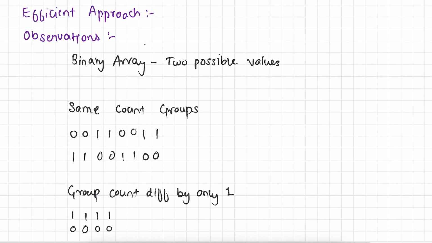Alright, so now let's talk about the efficient approach to solve this problem. But before we move on to the efficient approach, here we have observations to be made. The first observation is we are given a binary array. It means there are two possible values that can exist in the array. One is 0 and other one is 1. So the given array never contains any element other than 0 or 1.